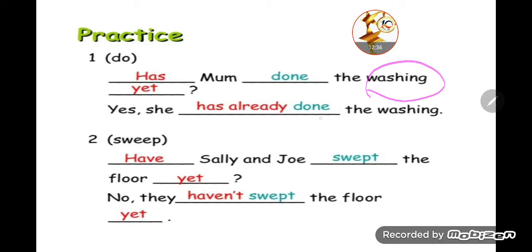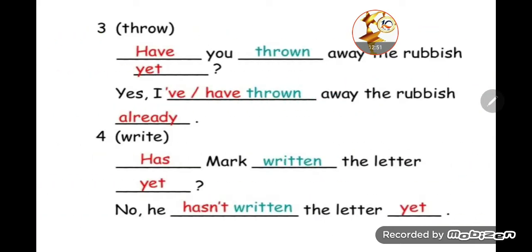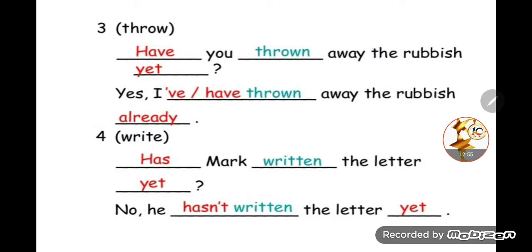Yes, she has already done the washing. Sweep. Have Sally and Joey swept the floor yet? No, they haven't swept the floor yet. Okay, these are all examples about the present perfect simple with yet and already.